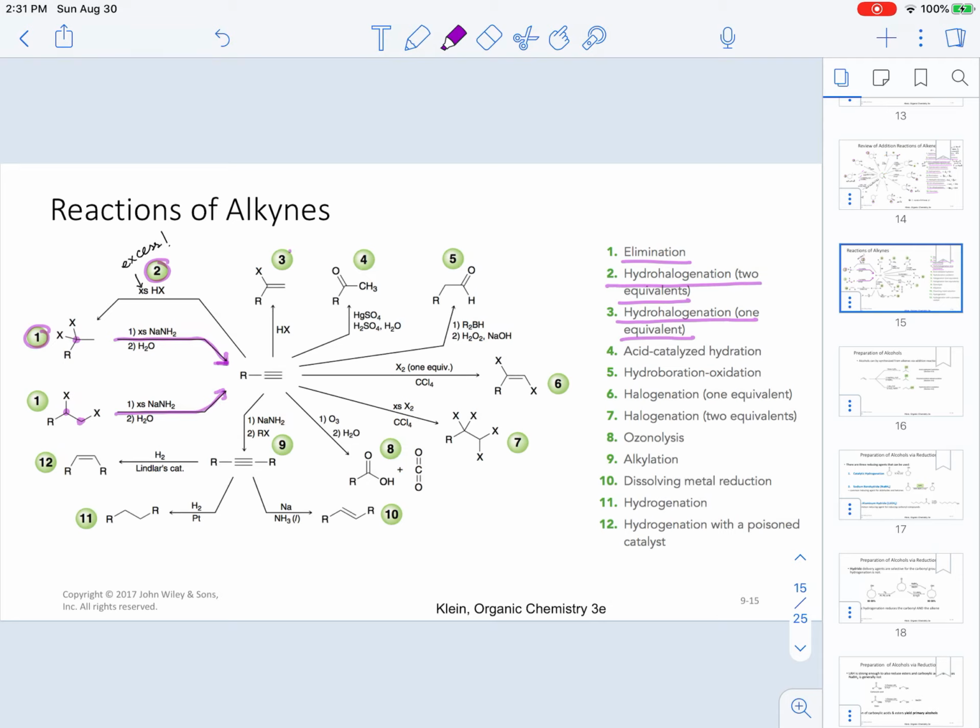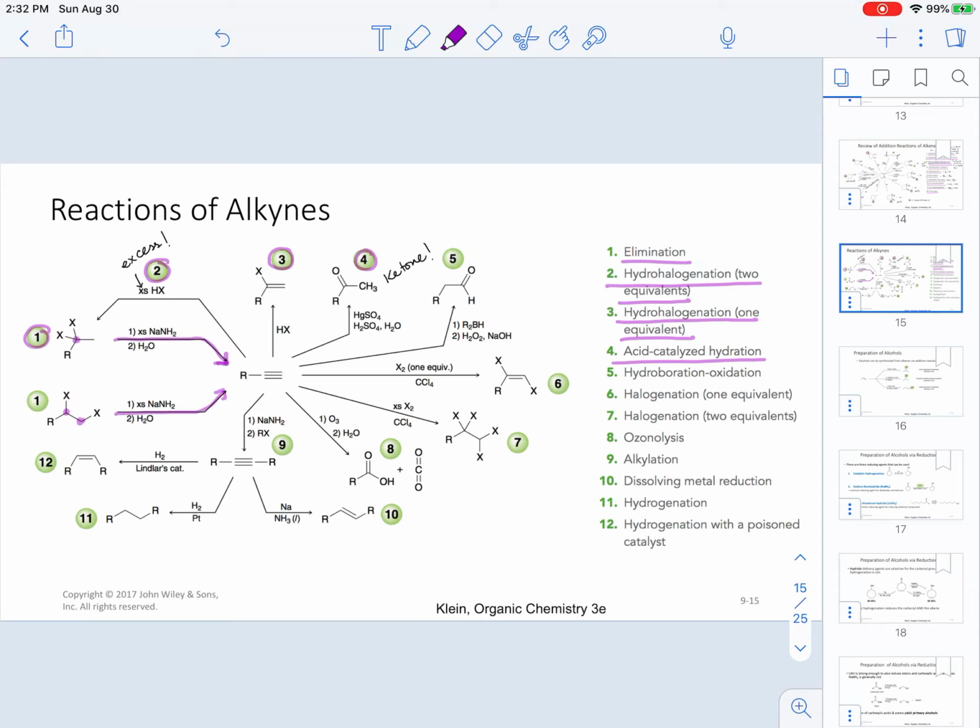Notice that in this reaction, what we have is an alkene that only has 1 halogen present at one of the carbons that used to be double bonded to one another. Reaction number 4 is the acid catalyzed hydration of an alkyne. As you can see, the reagents there are HgSO4, H2SO4, and water. In this reaction, we are going to be producing a ketone.